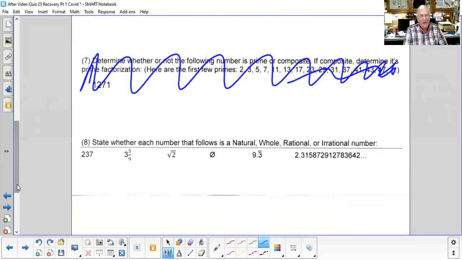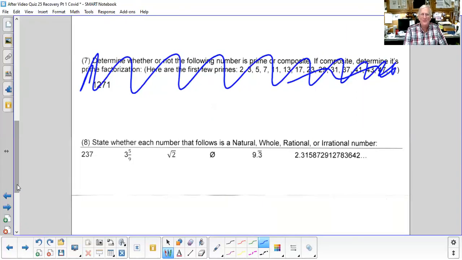Okay, let's take a look at the bottom here. State whether each of the following is a natural, whole, rational, or irrational number. Well, 237 can be what? It can be natural, you can count to 237. It can be whole, and it definitely can be rational. It can be placed over 1, which means it would be a fraction, so it would equal 237. So all those answers are correct. That also could be an integer. I didn't ask you to include it as an integer when I set up this problem, but it is also an integer.